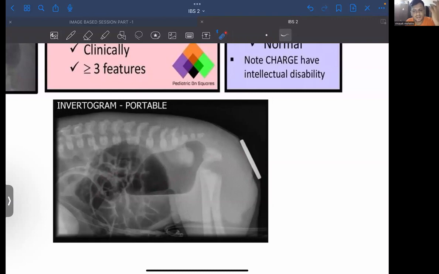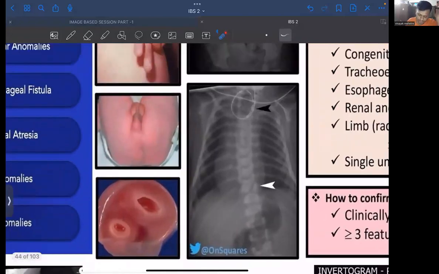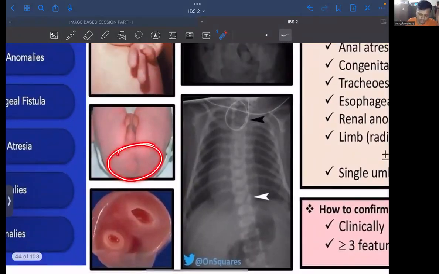So इसमें क्या हुआ है? Anal atresia, है ना? Anal atresia. Back hole is absent. Black shadow जानी चाहिए ना यहाँ तक. It is not reaching. That means patient is with anal atresia. How it will look? It will look like this.